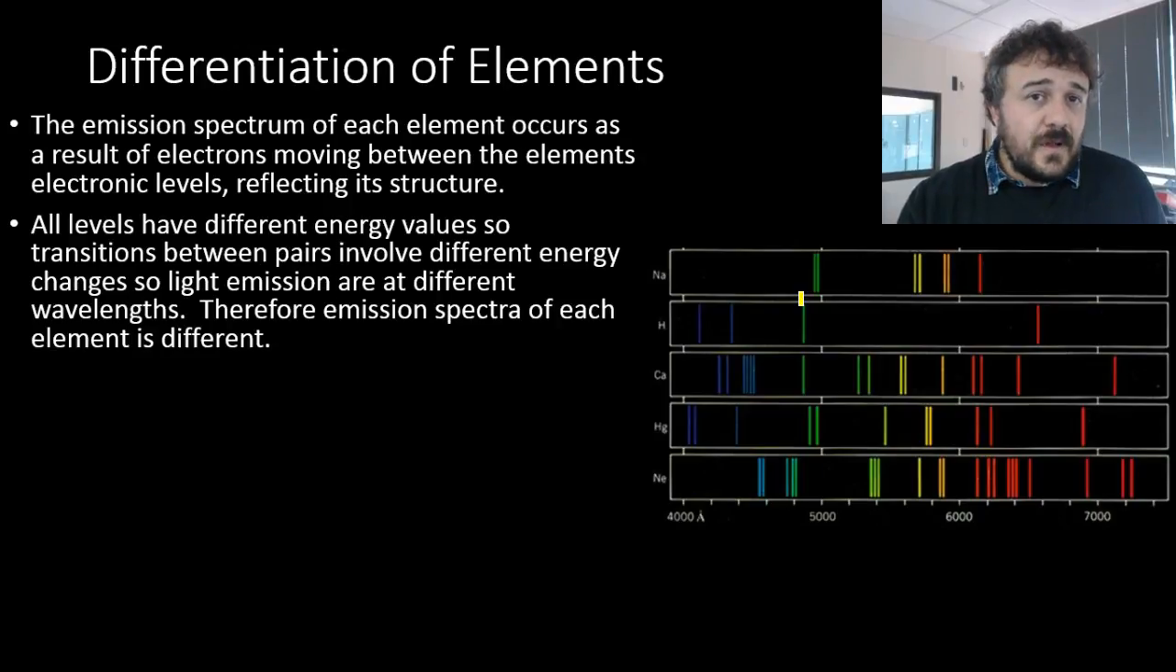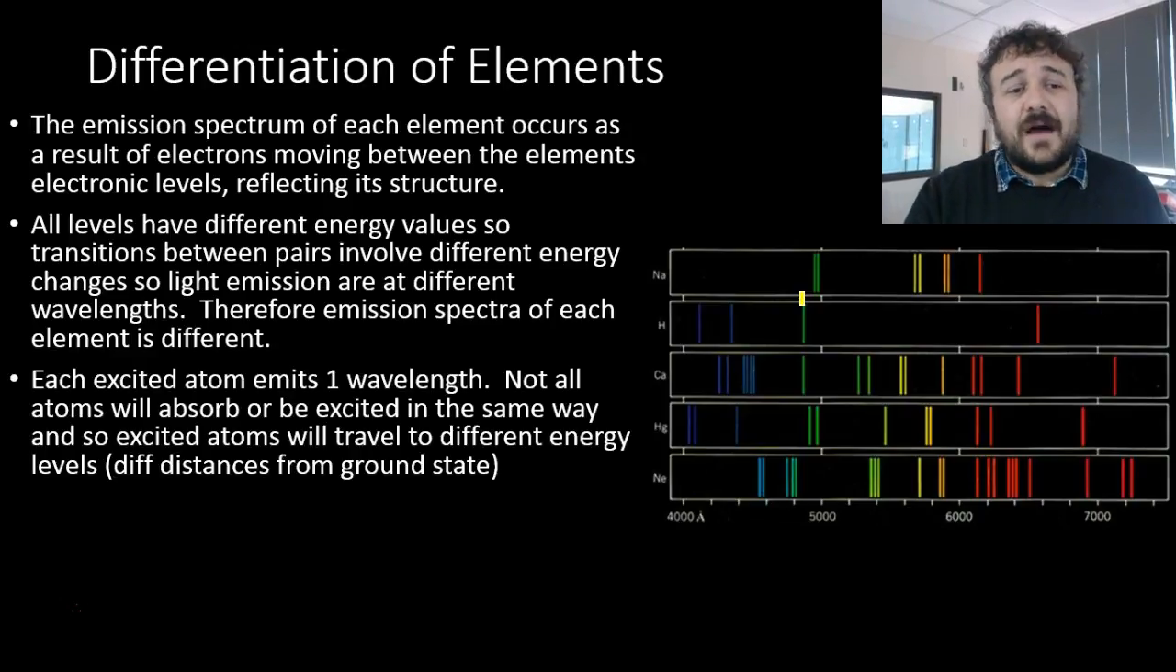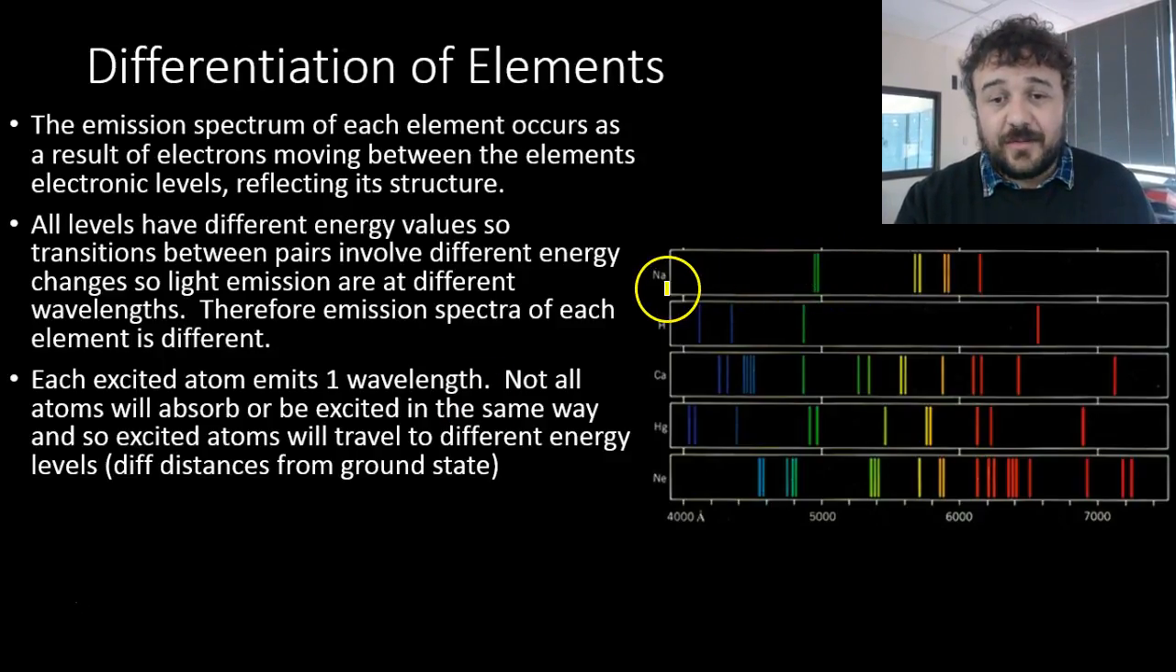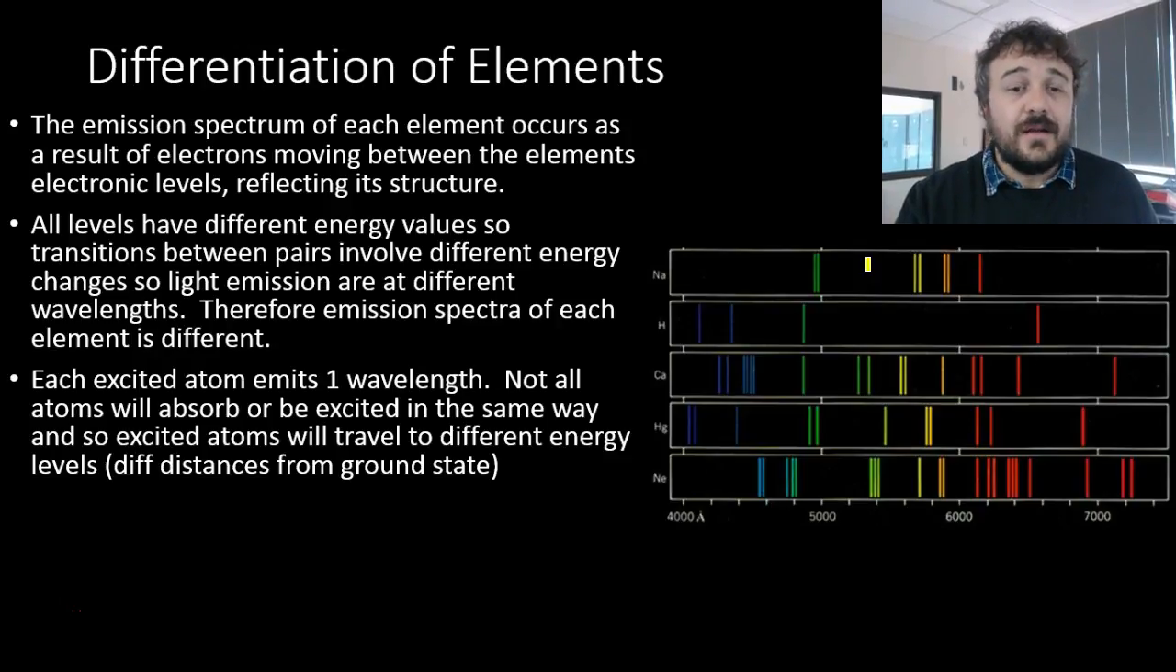So the emission spectra of each element is different, and it is universal. The emission spectra of a hydrogen element looks the same as any other hydrogen element. Now, notice I didn't say atom, and that's really important. Now, each excited atom emits one wavelength. And what you'll see if you look at sodium, Na, is there's 1, 2, 3, 4, 5, 6, 7. Okay, but each atom itself only emits one.